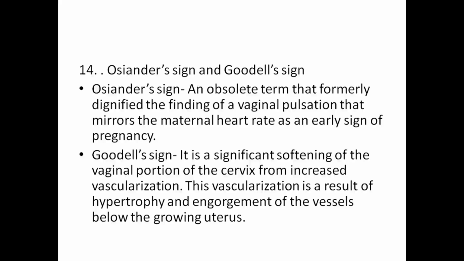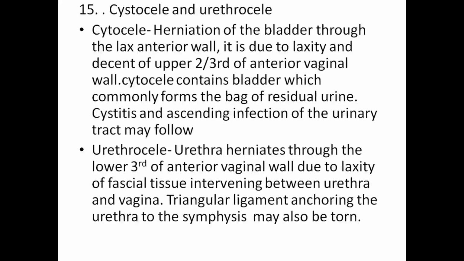Osiander's sign and Goodell's sign. Osiander's sign is an obsolete term formally defining vaginal pulsation that mirrors the maternal heart rate as an early sign of pregnancy. Goodell's sign is a significant softening of the vaginal portion of the cervix from the increased vascularization. This vascularization is a result of hypertrophy and engorgement of vessels below the growing uterus.